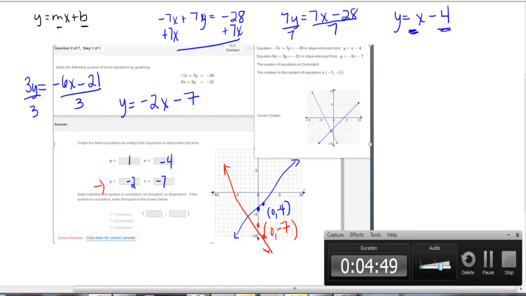That's my equation. Where the two lines meet would be my solution set, and this would be consistent. The two lines intersect, and it looks like it's supposed to be at the point (negative 1, negative 5).